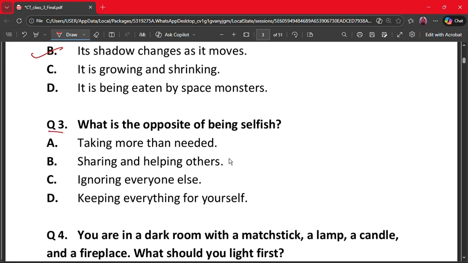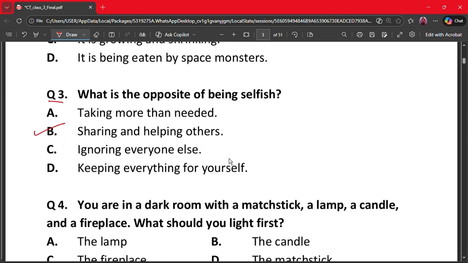Question number 3. What is the opposite of being selfish? A. Taking more than needed. B. Sharing and helping others. C. Ignoring everyone else. And D. Keeping everything for yourself. The correct answer is option B, sharing and helping others. Next question.